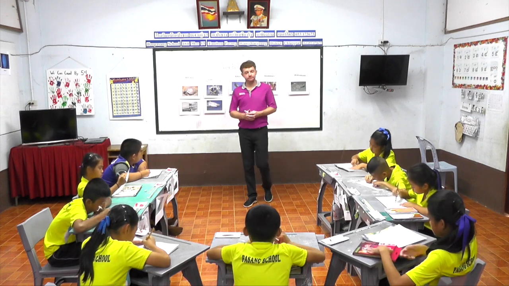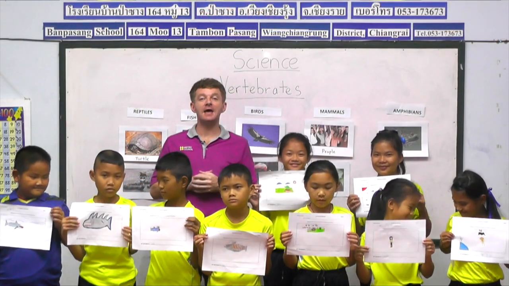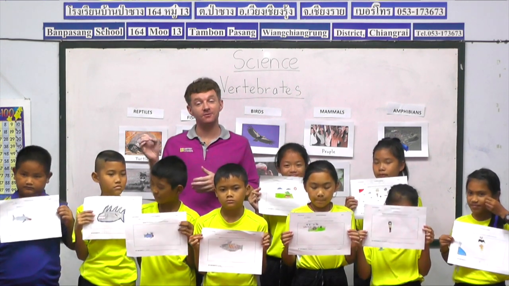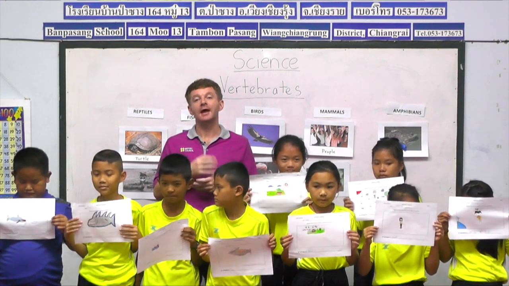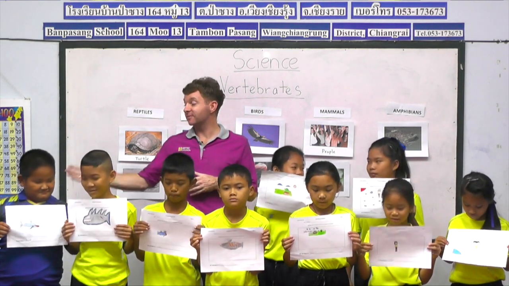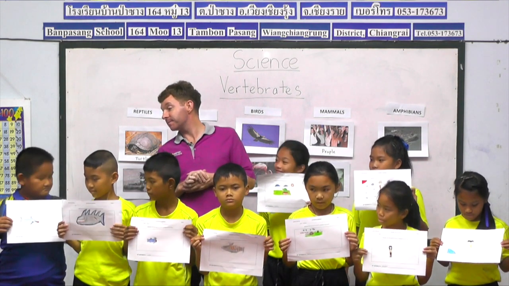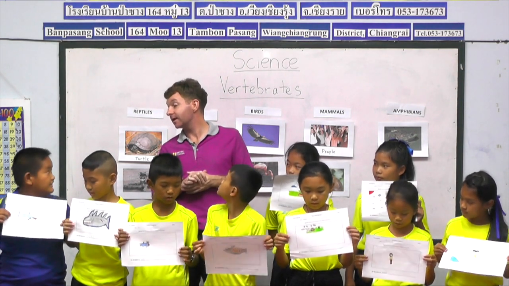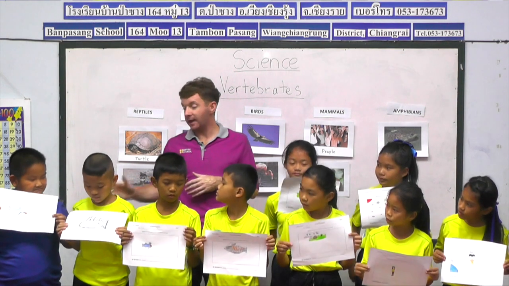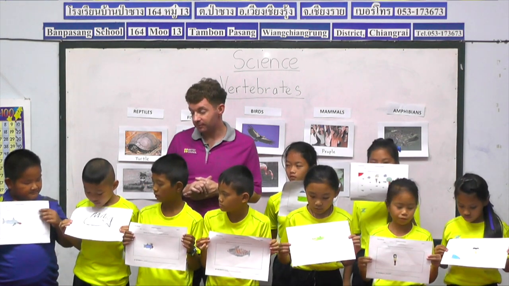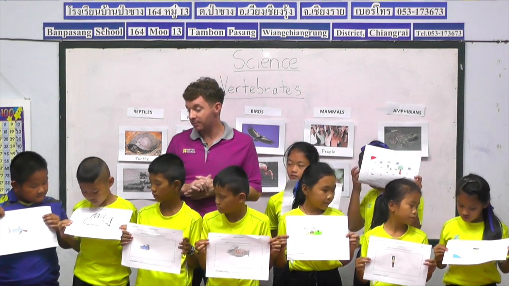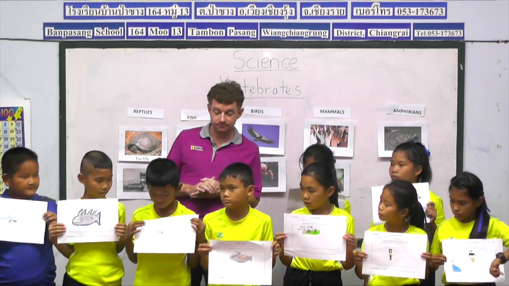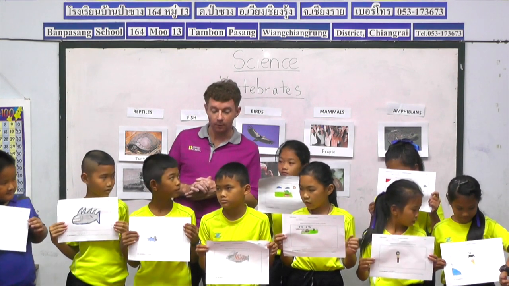Welcome back to class. At the end of the worksheet activity, our students are now ready to present their pictures of the vertebrate that they have drawn, and they're going to tell you about them too. So first of all, we have Ned. My vertebrate is a shark. Okay, and now Bangpon. My vertebrate is a shark. Okay, and now Pat. Okay, and Chu.